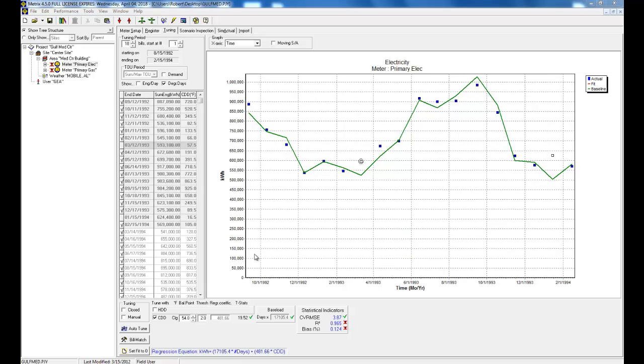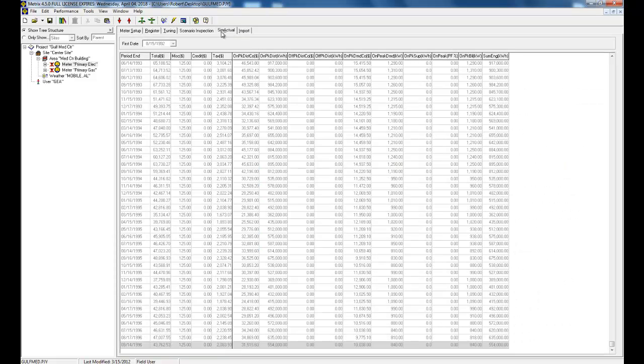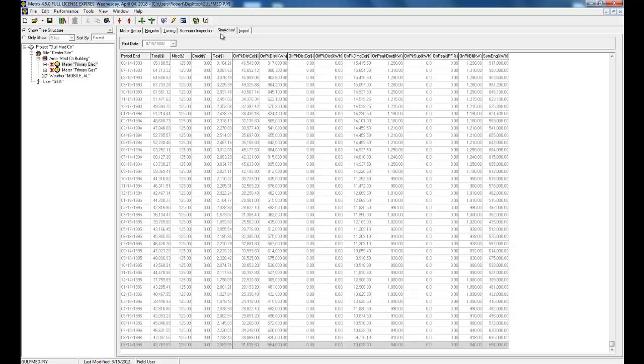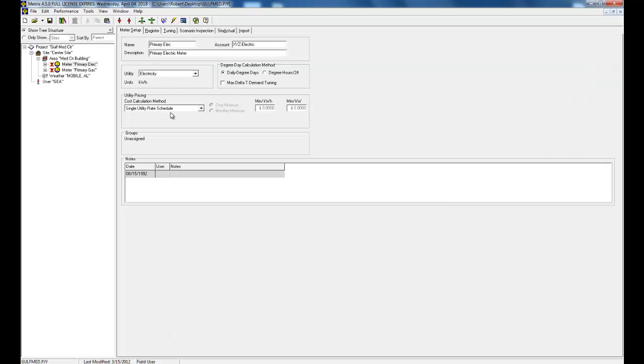Another term that we hear thrown around in Metrix is SimActual. What that is, up here on your SimActual tab, is a comparison of your actual usage with your calculated costs associated with it. These costs are calculated using whatever cost calculation method that you've chosen for Metrix to use, which you can find on the Meter Setup tab over here.